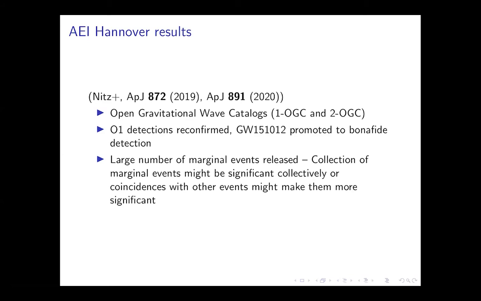And in addition, there were many events that were not highly significant, but which were marginal. Those were also released. So why did we do that? A collection of these events might be significant collectively. In other words, from a collection of n of these events, you might say that some subset of these might be signals, even though you cannot say which of these they are. Or you might want to find coincidences of these marginal events with other events, by which I mean events that are not gravitational waves, so could be some electromagnetic triggers. That coincidence might make these events more significant. So that's a reason for releasing even the marginal events in this case.